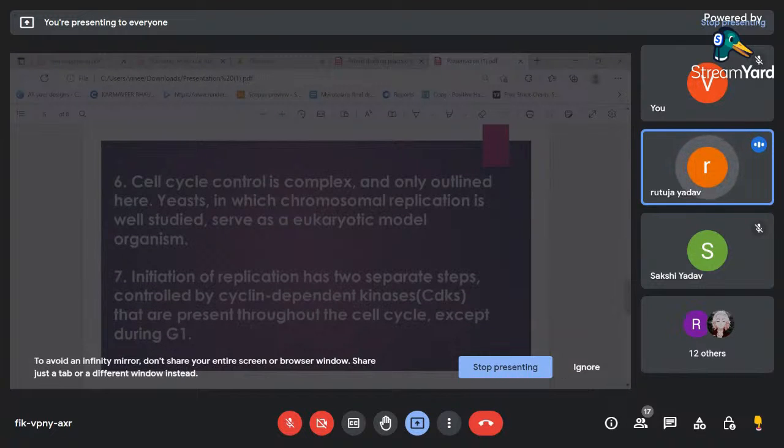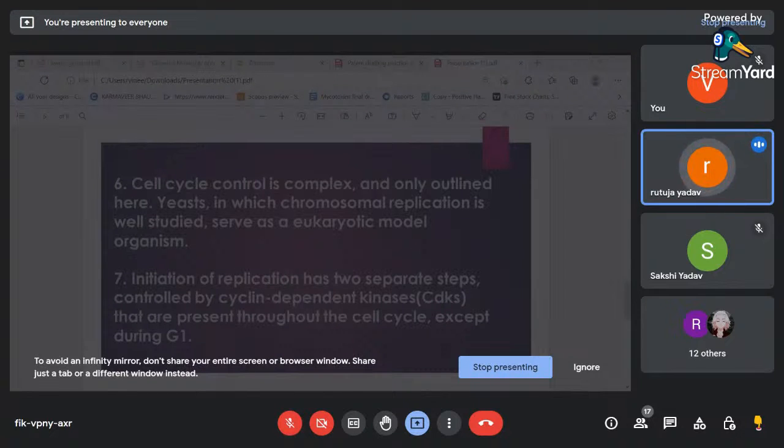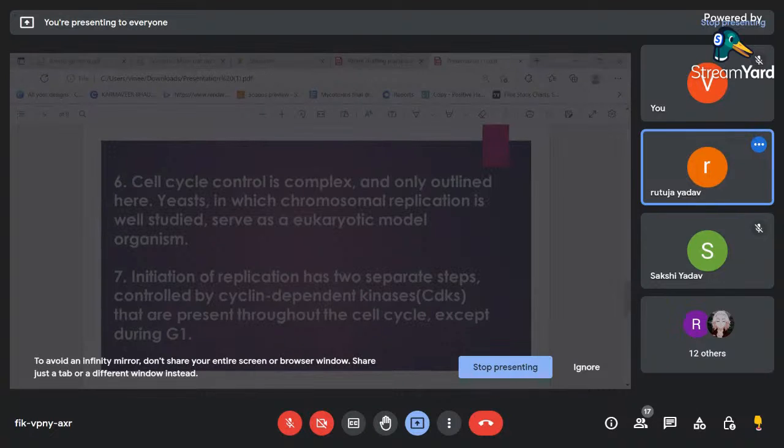Cell cycle control is complex and only outlined here. Yeast, in which chromosomal replication is well studied, serves as a eukaryotic model organism. Initiation of replication has two separate steps controlled by cyclin-dependent kinases that are present throughout the cell cycle except during G1.